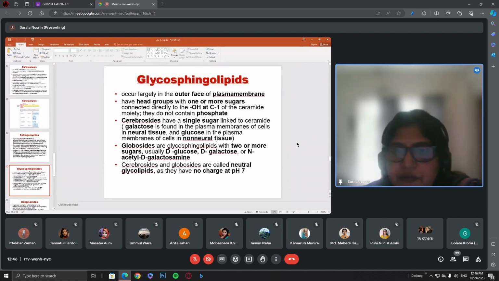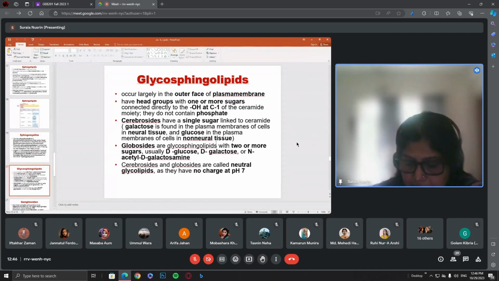So the previous one, sphingomyelin, and these 2 glycosphingolipids are neutral, or show no charge at pH 7. Clear? Yes, ma'am.